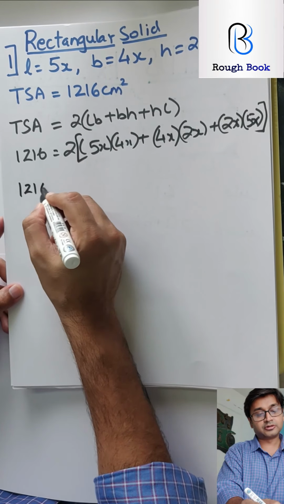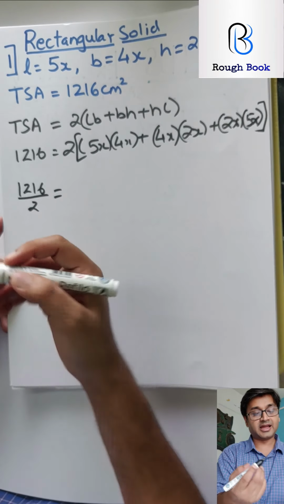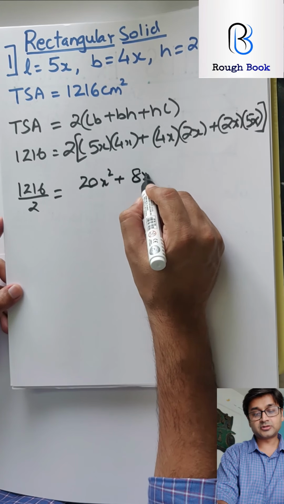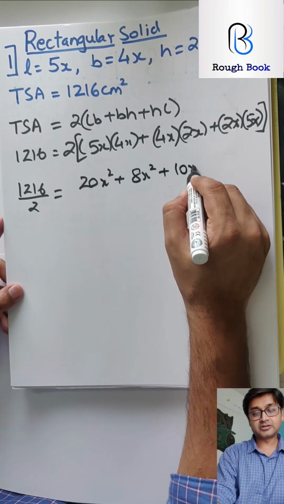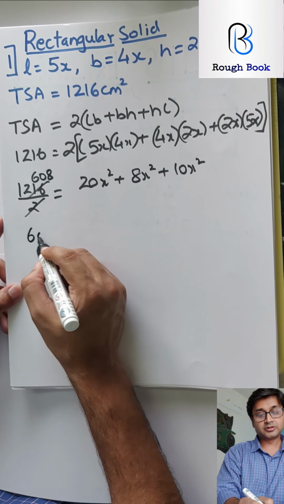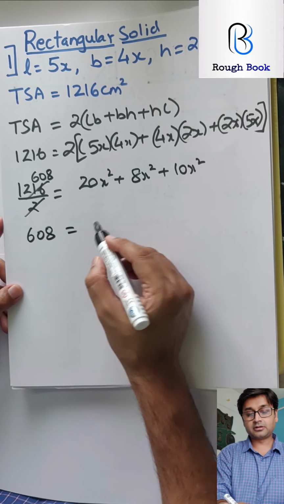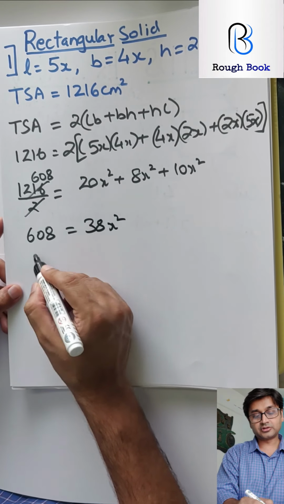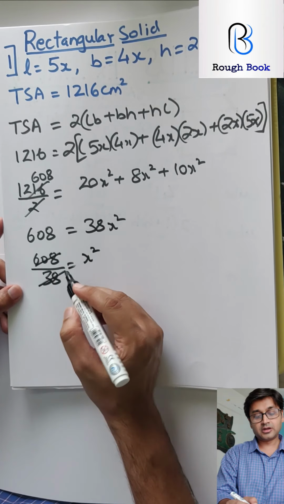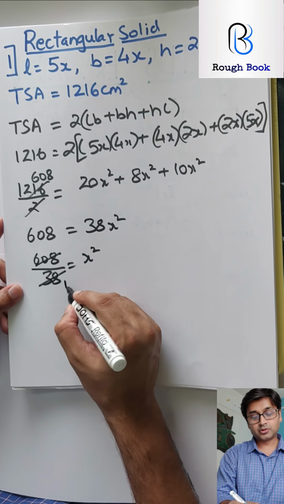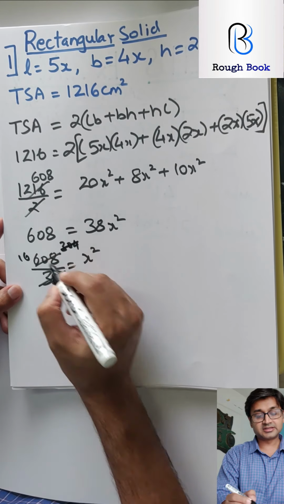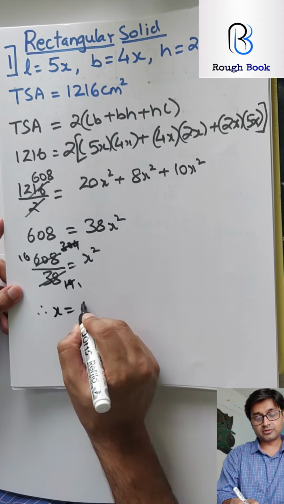Can I send this 2 down so that we don't have to write this every time and cancel it here only? 20x square, 8x square and 10x square. Cancels, so 608 equals 38 x square. So I get 608 by 38 equals x square. So 2 19s are 38, 19 into 16 is 304, so x square is 16. Therefore x will be 4.